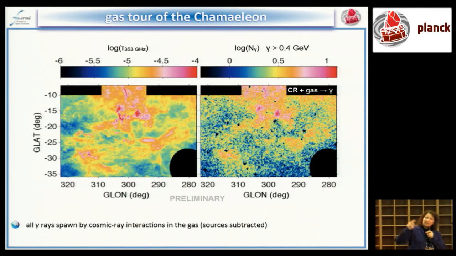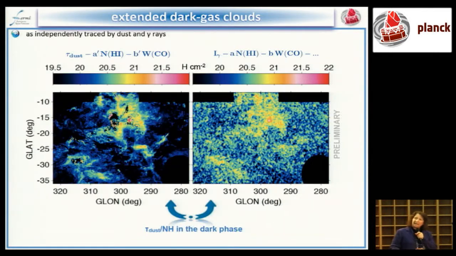So what you can analyze is model that as a function of H1, CO, and everything you like, and you peel off whatever you understand from the correlation with H1 and CO. On the left, that's what's left from the dust. On the right, that's what's left from the gamma rays. And they see the same thing. And as they see the same thing, there is no way that the cosmic rays know about the dust, nor about the radiation field of the dust.